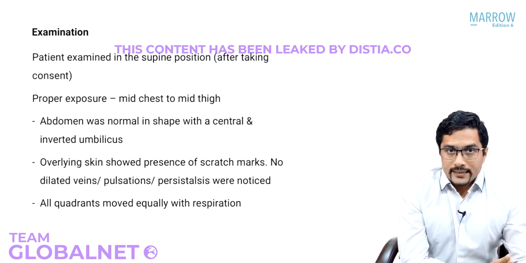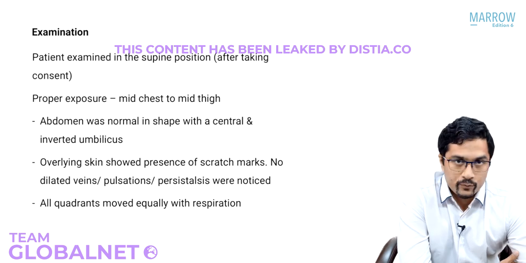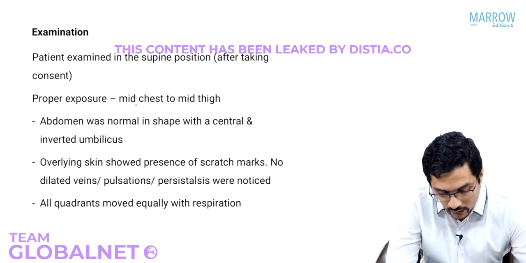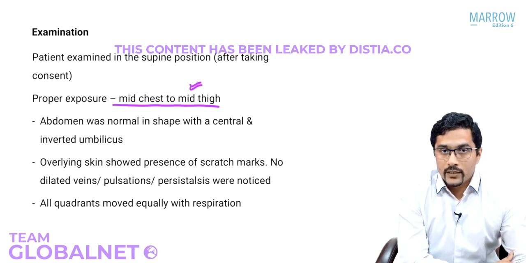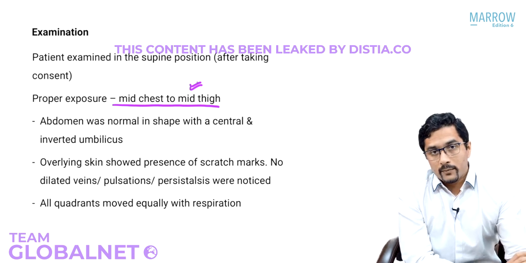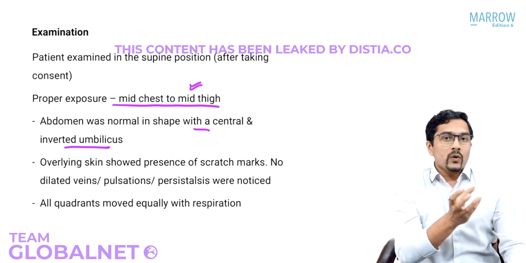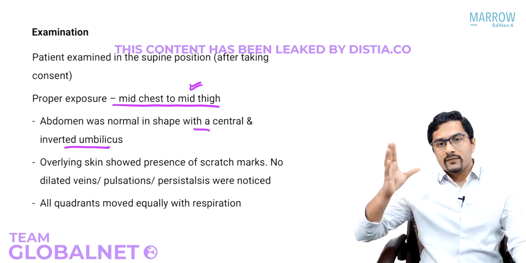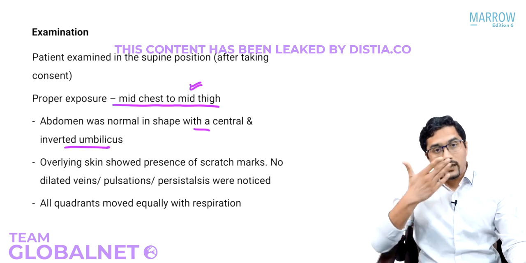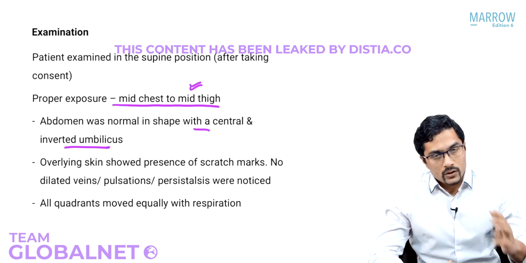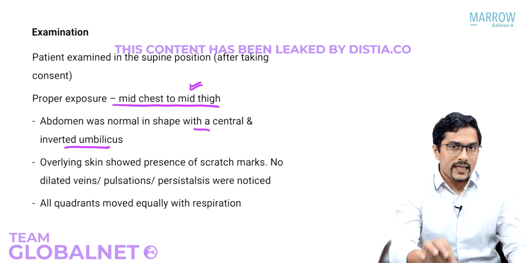Now, the examination was done in the supine position after taking consent. Proper exposure has to be done, from mid chest to mid thigh. You have to tell the examiner this. Abdomen is normal in shape with central inverted umbilicus. Please don't say scaphoid abdomen. Scaphoid abdomen is very typical, and even if there is poor nutritional status, not all patients have a scaphoid or boat-shaped abdomen. So normal shape, and the umbilicus has to be mentioned, whether it is central and inverted or not.